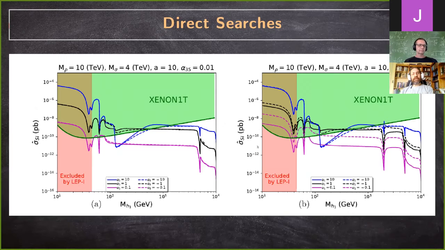In the relevant mass range, in the range of a few TeV, we show that the scalar dark matter is out of the sensitivity of XENON one-ton. So we explain why this dark matter has not been discovered yet.